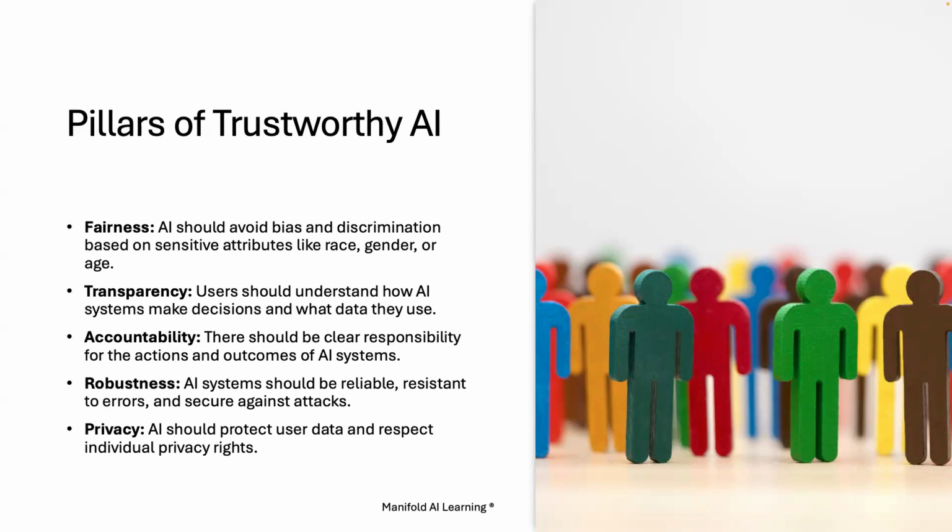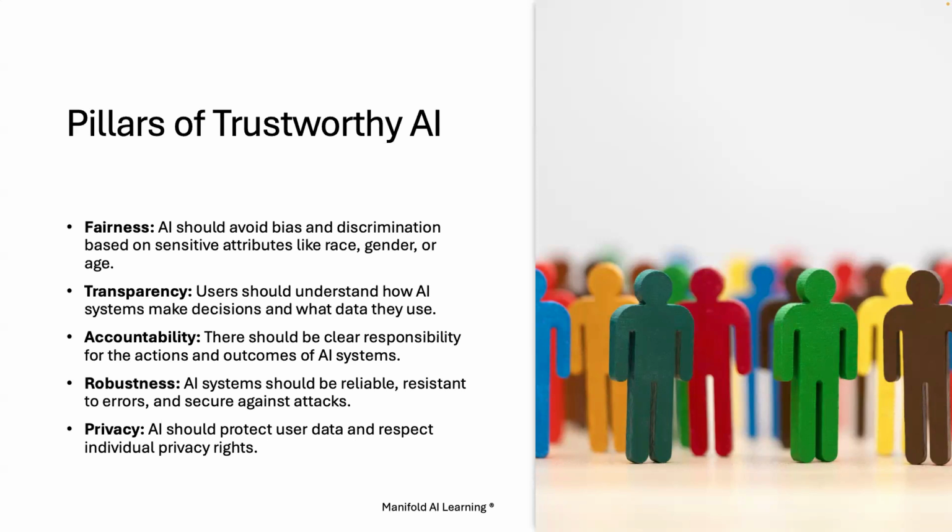Now, what is fairness? Whenever we are building any AI system, it should avoid bias. It should avoid discrimination based on sensitive attributes like race, gender, or age. And one of the key pillars of this trustworthy AI is transparency. It's okay if the users might not be able to understand completely, but a trustworthy AI means at least at a very high level, the user should be able to understand how this AI system is actually generating a certain decision. That's very important that you need to know.